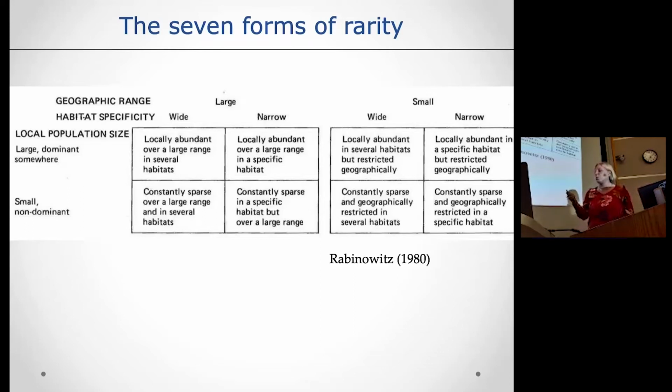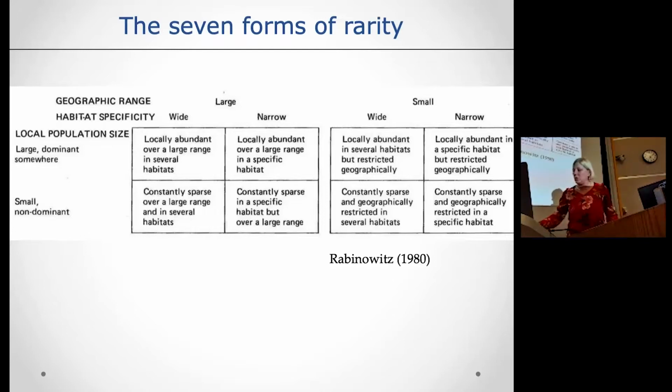And then the most rare category is species that have a narrow habitat specificity, a small geographic range size, and they have small population sizes. And actually several of the species I'm going to talk about today have those characteristics. But one of the things I also want to point out here is that essentially 7 out of these 8 categories are species that are rare. And so there's actually a lot of species out there that are rare.